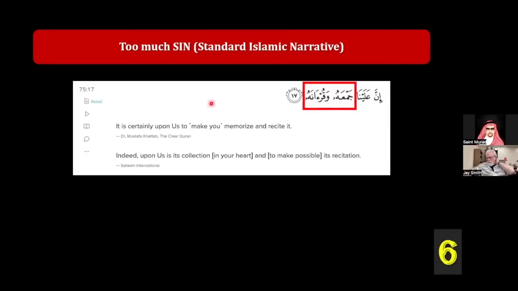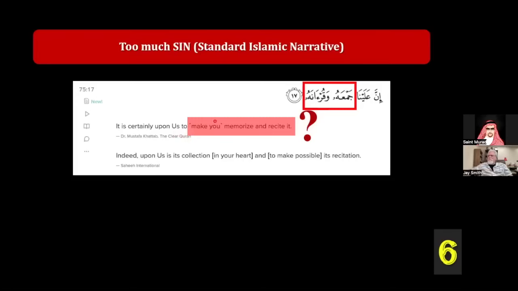Now, as you can see here, the Clear Quran says, it is certainly upon us to make you memorize and recite it. This "you", of course, assumes Muhammad. It shoves him in there in an indirect way. And memorize, it's not memorize. Jama'a is collect or bring together. Never memorize. And recite, it's wrong because Qur'anu means reading. The very same word, reading, like in English, reading between the lines. So you can say recite between the lines. But the idea here in general is that it says make you.